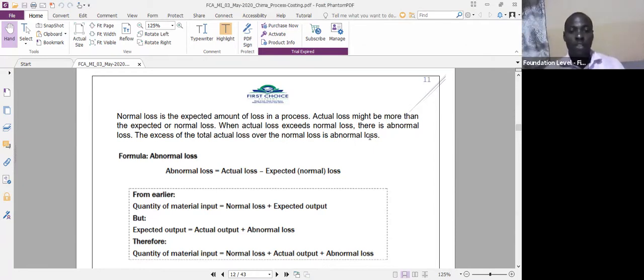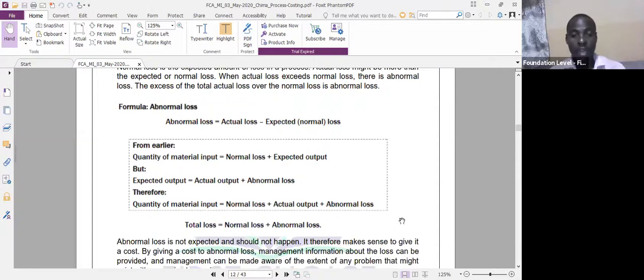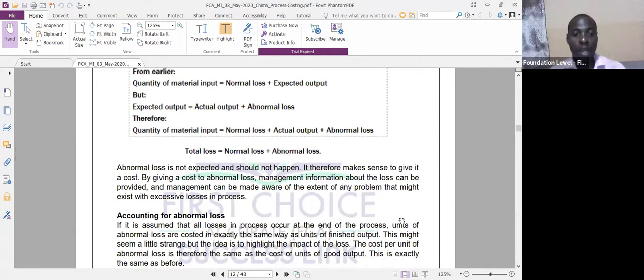Okay, so abnormal loss here is the actual loss minus expected loss. So we're going to see that in an example here. And let's look at this example. Abnormal loss is not expected and should never happen. You are not expecting to have abnormal loss. Now, this is different from normal loss. In normal loss, you were expecting it. For abnormal loss, you were not expecting it.